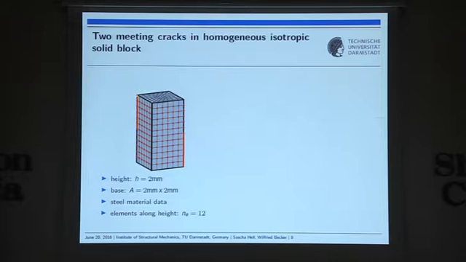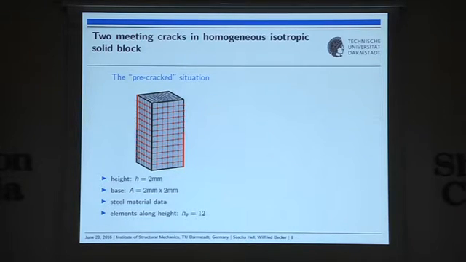Here we have the crack fronts marked in red. We have the crack faces marked by red lines. The red circles mark the enriched nodes. And that is the typical mesh we used.